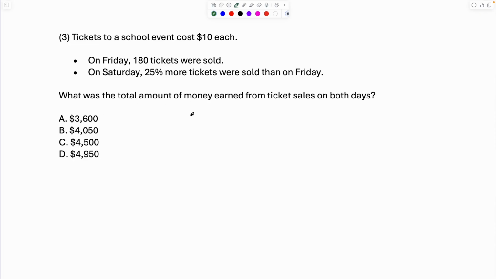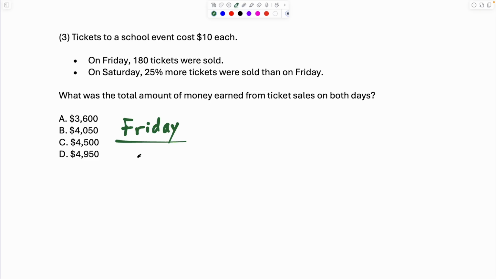What was the total amount of money earned from ticket sales on both days? So for questions like this, it's very important to stay organized. First, I'll write Friday over here, and we'll use this space to calculate how much money was made on Friday.